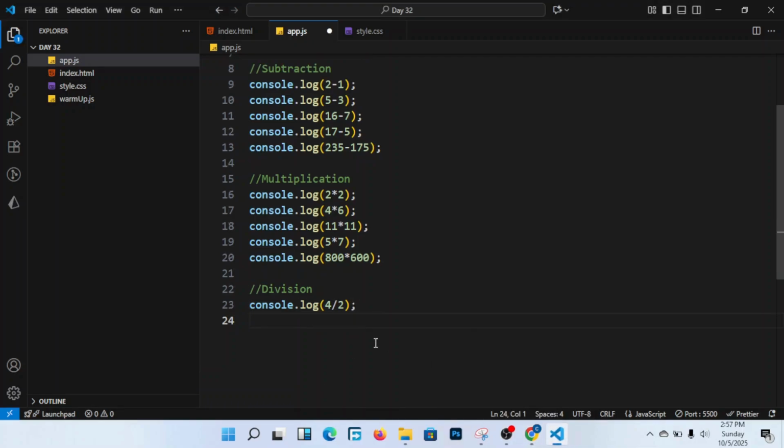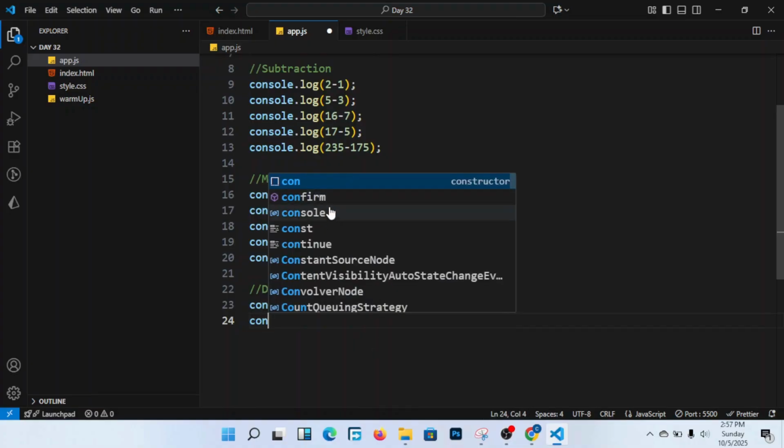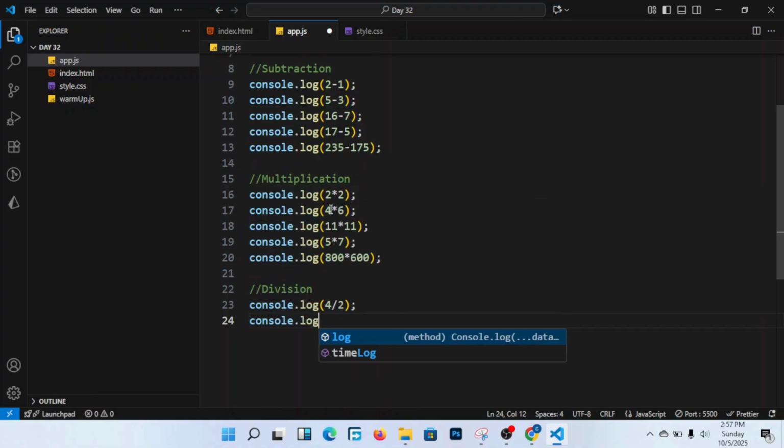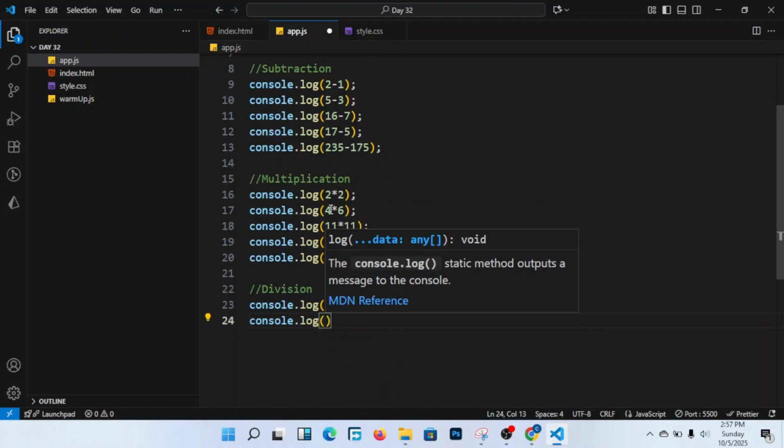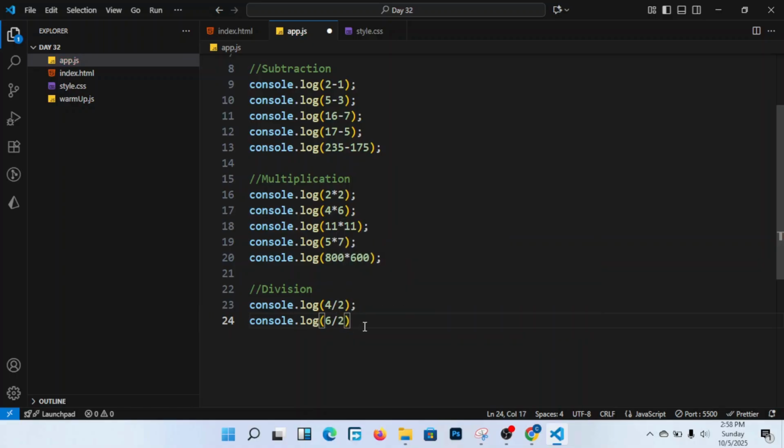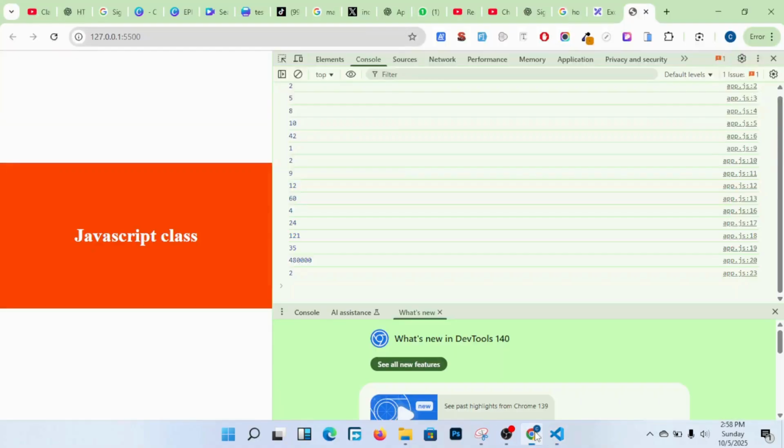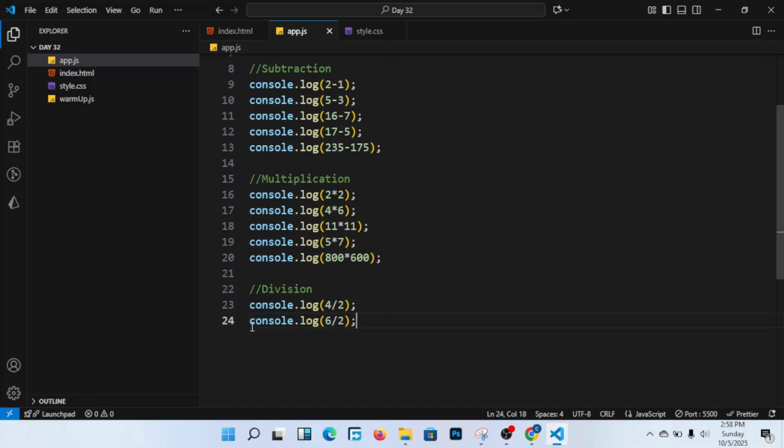And I come here and say console.log. And I come and say 6 divided by 2. Gives me what? 6 divided by 2 gives me 3. You can see 3 is here. The good thing is JavaScript is very good. You can even see the line which you are on, app.js line 24. And see on line 24 here.